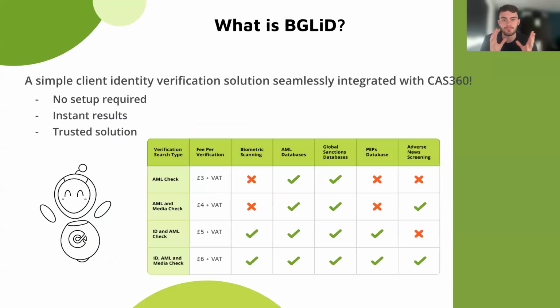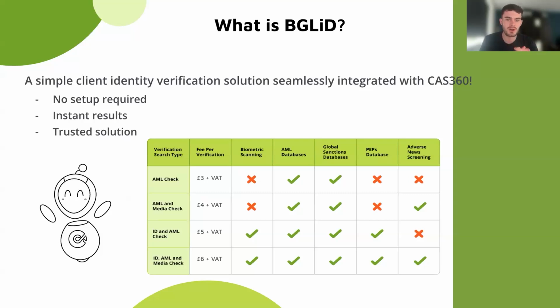So what is BGL ID? Essentially, it is just an identity verification solution that is built into CAS 360 for you to use. There is no setup required. It's already in there for you. It's already been released. It's on an update. It gives you very quick results, and we believe it to be a trusted solution because it has succeeded so far in 5 other jurisdictions across the world.